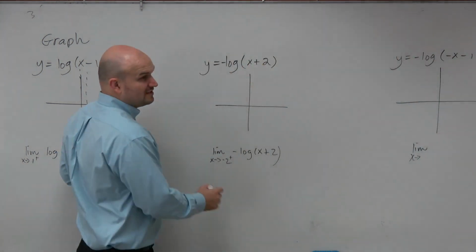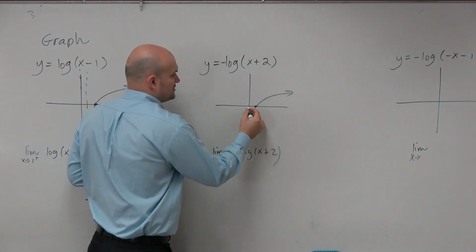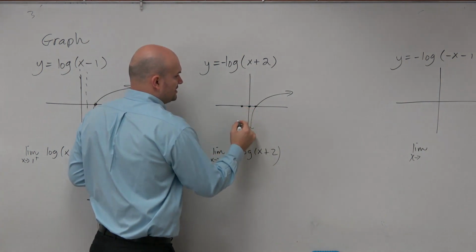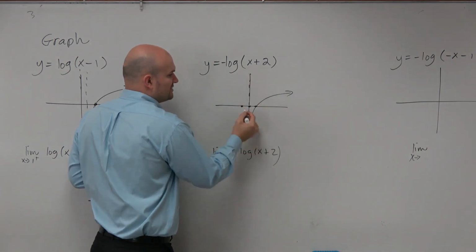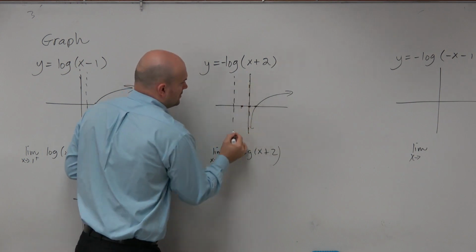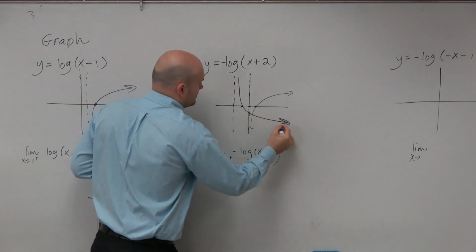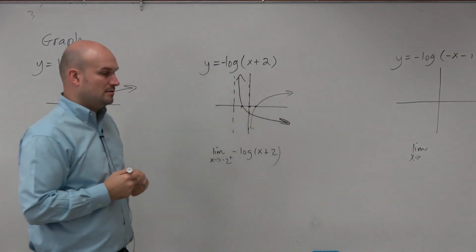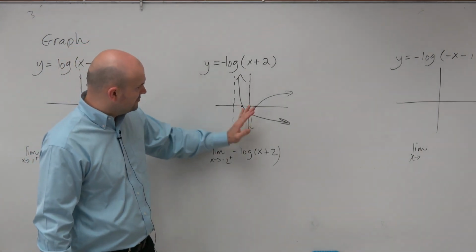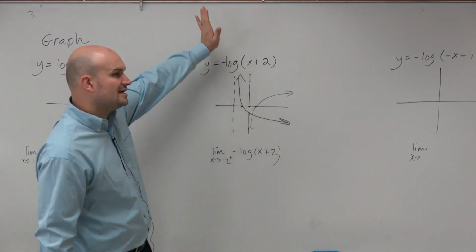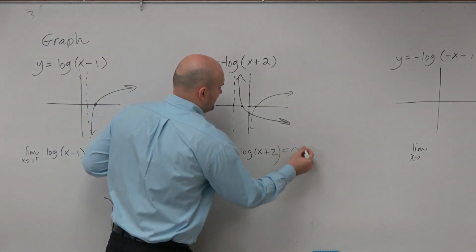OK, this is being shifted left 2. Now remember, here's the parent graph, right? So it's being shifted left 2. So now it looks like this. And the asymptote, which is that 0, is being shifted left 2. But then it's also being reflected. So as I'm approaching negative 2 from the right-hand side, you can see that the graph is going up to infinity.